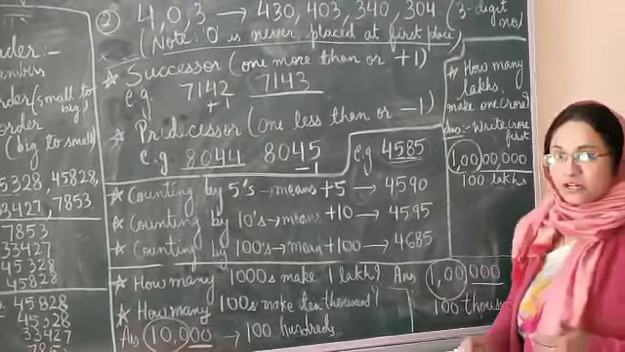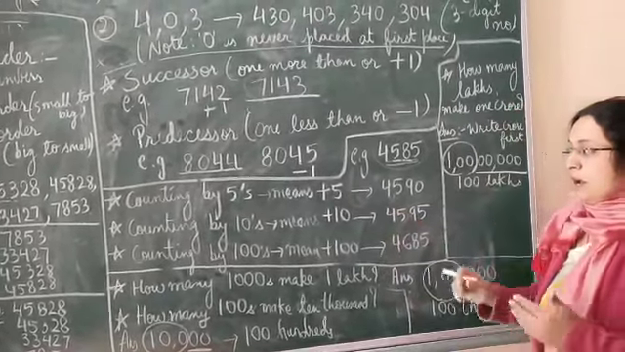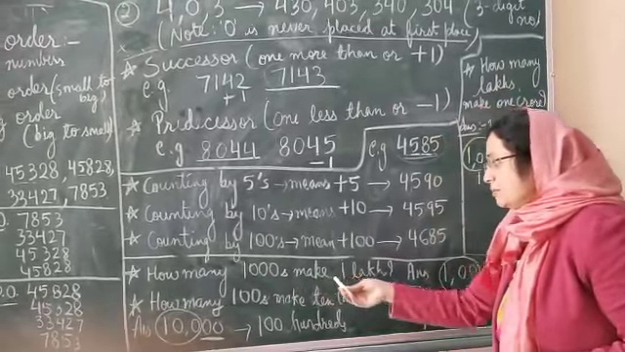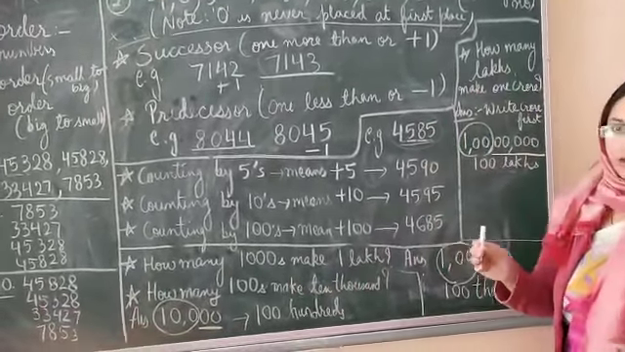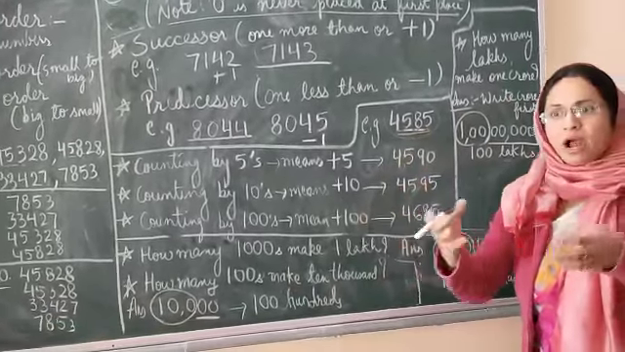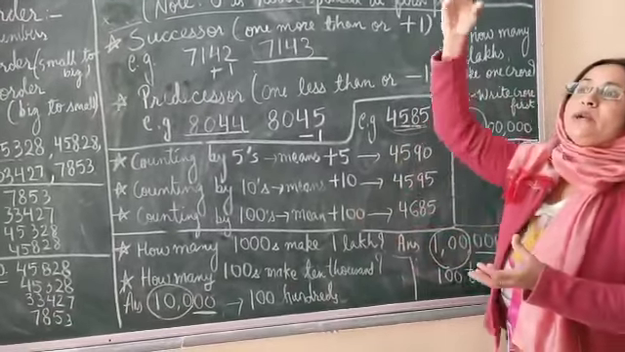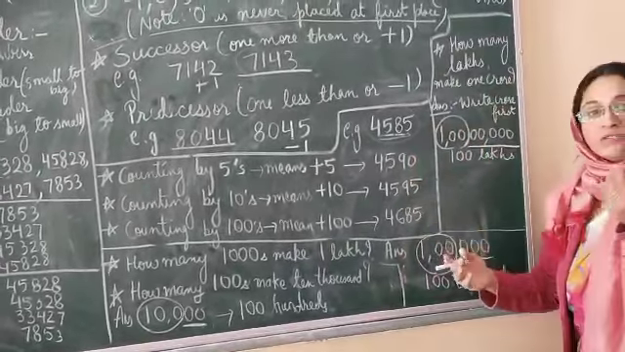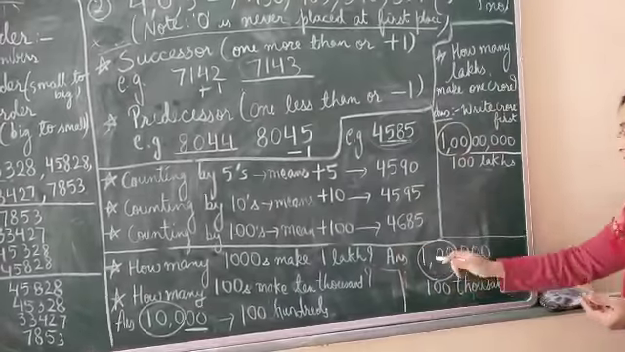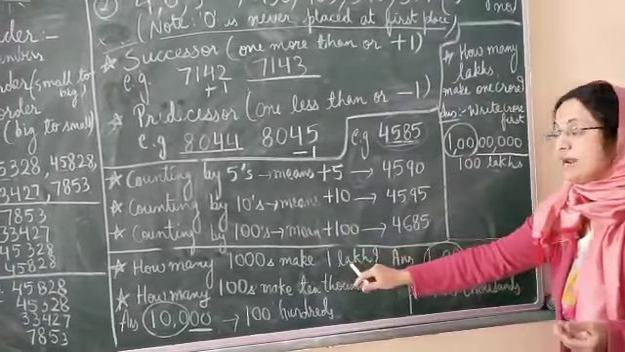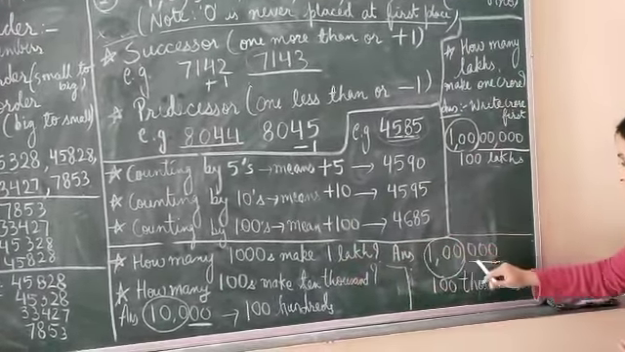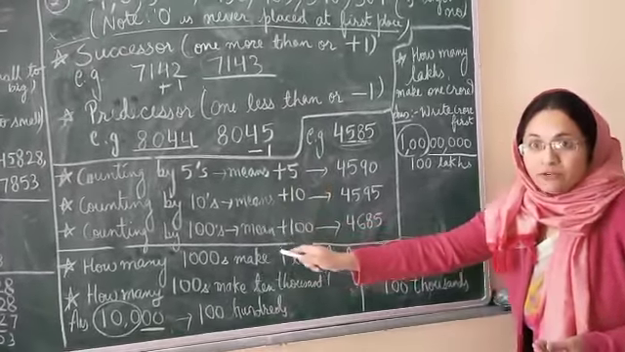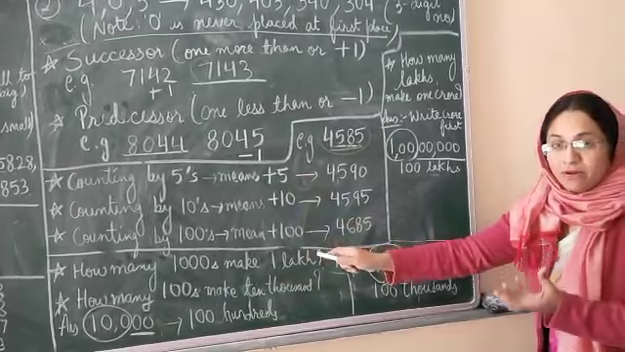Alright children, now lastly, questions may come like this also. How many thousands make 1 lakh? Now 1 lakh is a big number. How many thousands, if we put together, will make 1 lakh? For doing this, there is a very simple solution. First of all, whatever is asked, 1 lakh you have to make. So first of all, write 1 lakh over here. And then, how many thousands do you have to join to make 1 lakh?